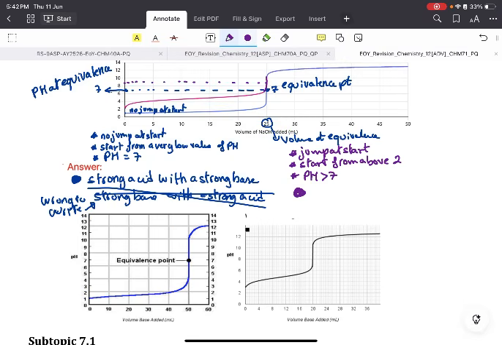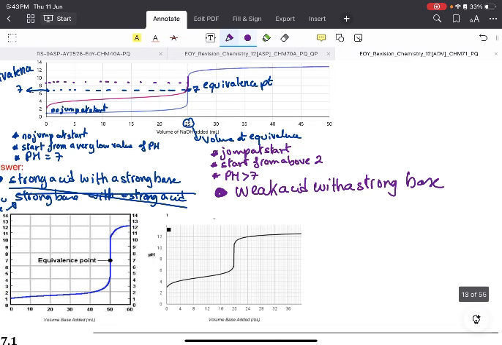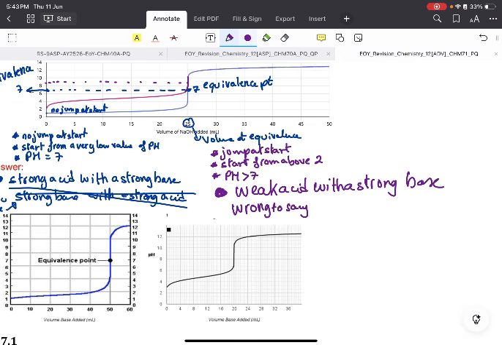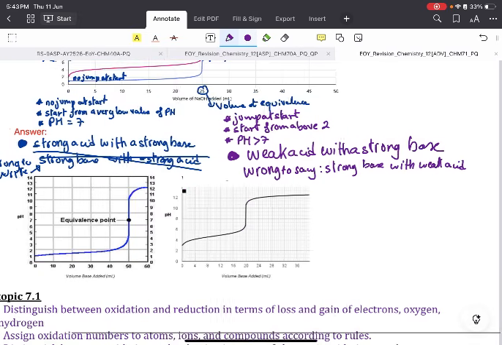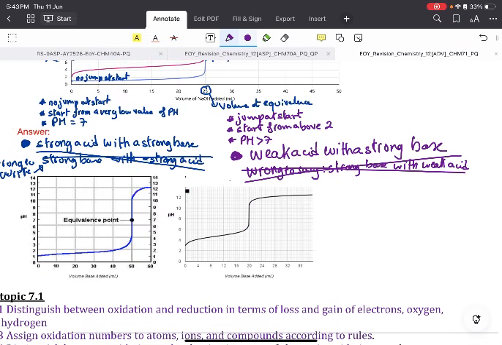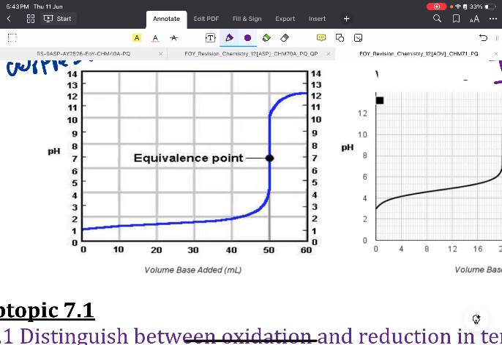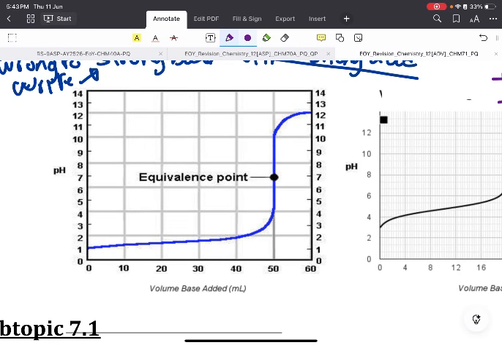Therefore, this titration is a titration of a weak acid with a strong base. Again, if you wrote strong base with a weak acid, that is wrong. Wrong to say strong base with weak acid, because the order here matters. Now moving on to another titration.